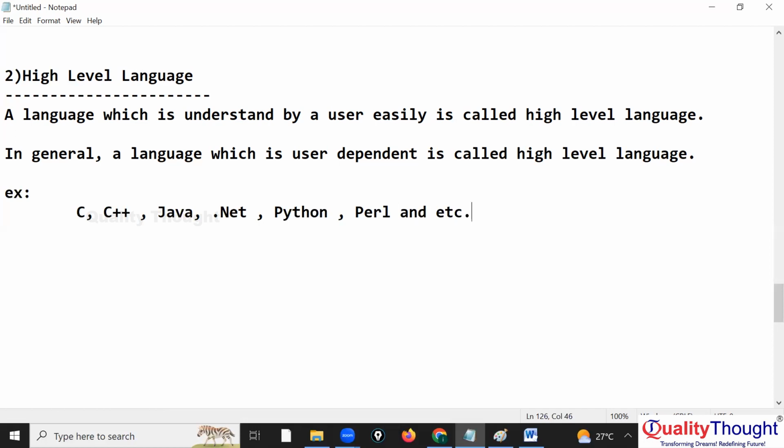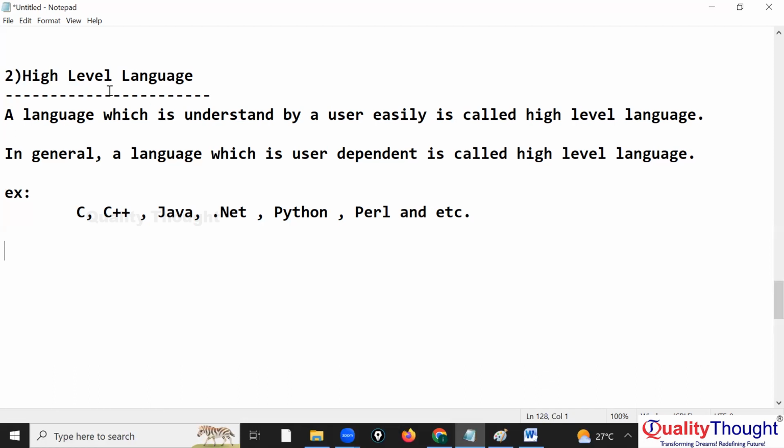So who will understand these languages? The user will understand. Don't ask me tomorrow, sir, can I learn Java? Can I learn .NET? Can I learn Python? Can I learn Perl? Remember, these languages are purely high-level languages. The user will understand. But why are we learning Java? Because there are more jobs.